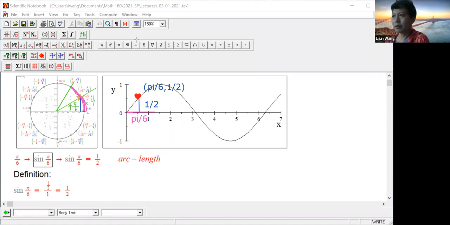And the blue number root 3 over 2 is going to be this guy. And that same height is going to go here. Do you guys follow me? Yes or no? It's that simple.